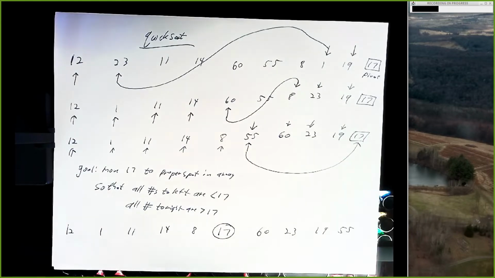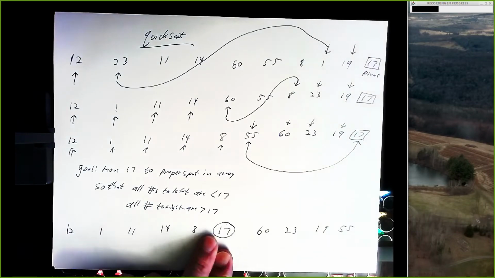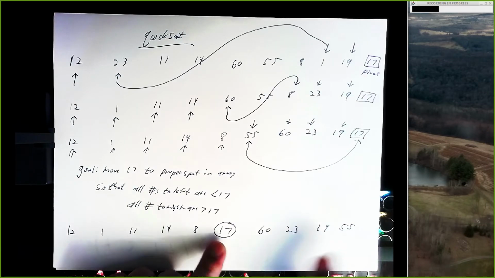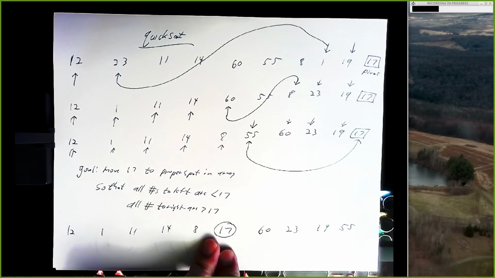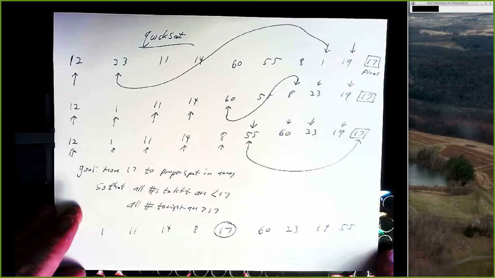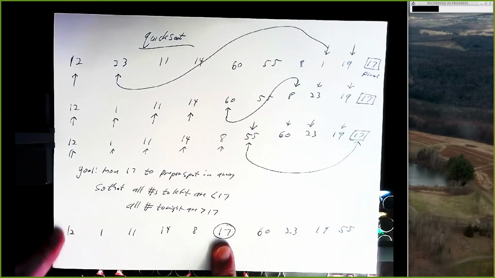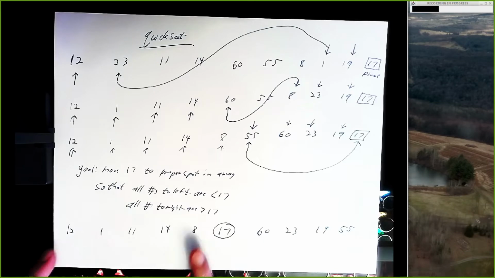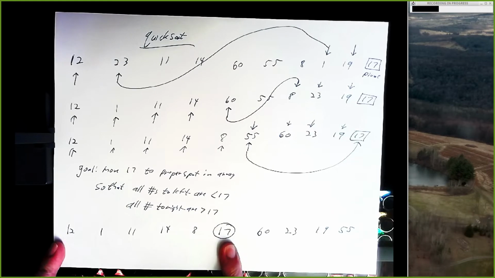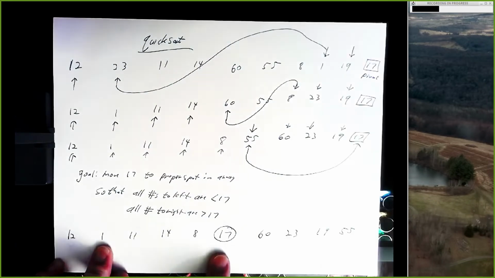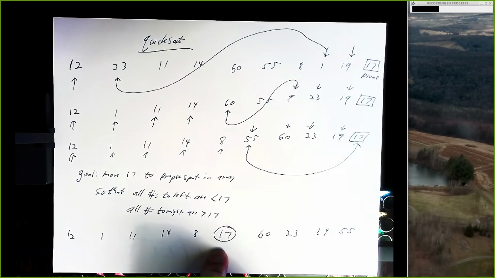So what's happened is, with the 17 being here and everything over here being smaller, everything here bigger, the 17 is in its final position in the fully sorted array. Once this array is totally sorted, we know that everything to the left will be smaller. Well, this is everything to the left. If there's 5 numbers that are smaller than 17, 17's got to be in the 6th position. So the result of doing this one pass is to put one number into the correct position in the output array.